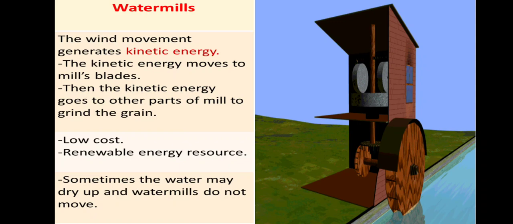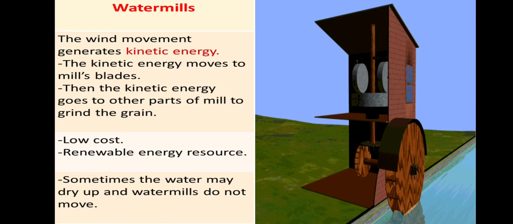The watermills, from its name, it's called watermills. The watermill uses the water as a source of energy. When the water starts to move, it will produce kinetic energy. The kinetic energy makes the blades of the watermills start to move. When the blades start to move, that kinetic energy goes inside the watermills. Inside the watermills, there are two rocks that move on the grain to make flour.